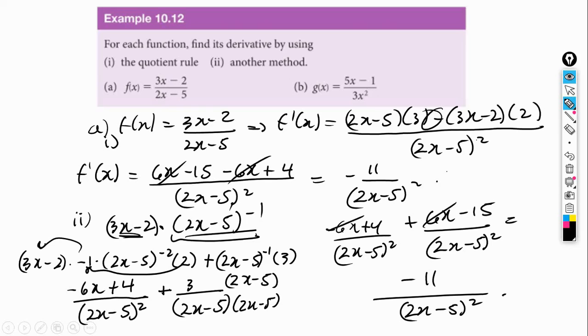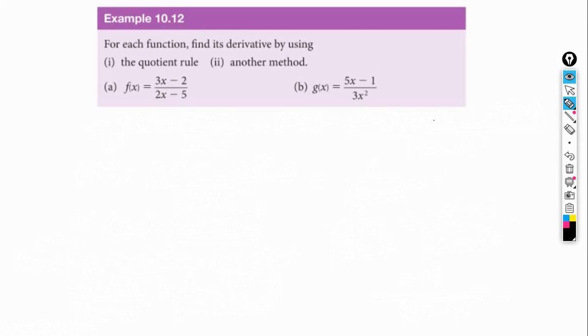So we arrive at the same result, but notice that this method, by using the product rule and the chain rule, is much more complicated than just using the quotient rule. Okay then, so for part B, they want us to find the derivative of g of x. So g of x is equal to 5x minus 1 over 3x squared.